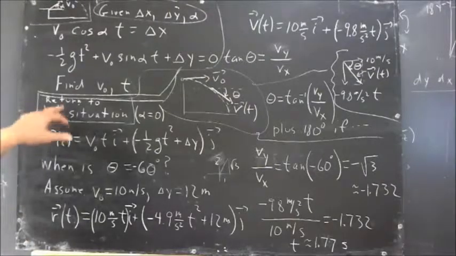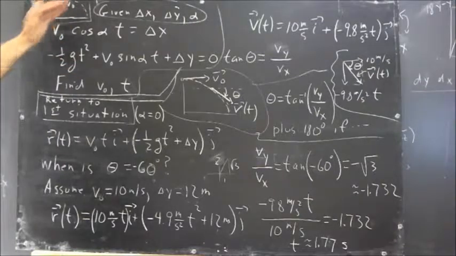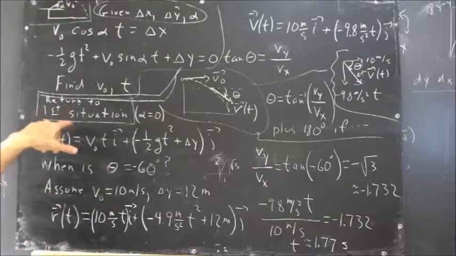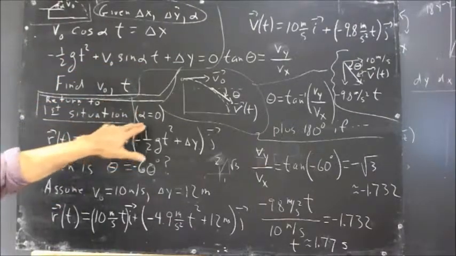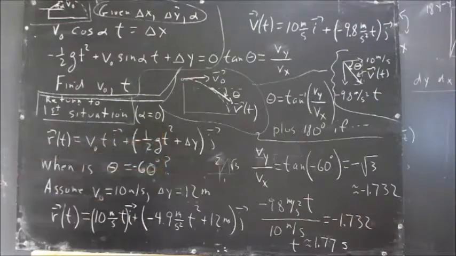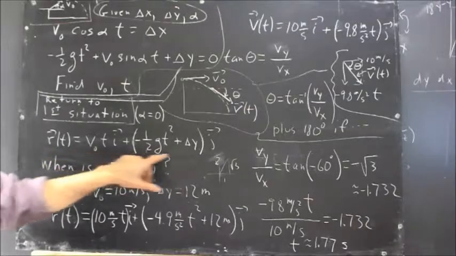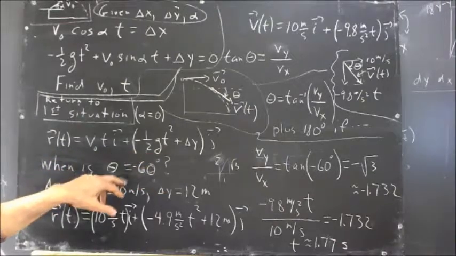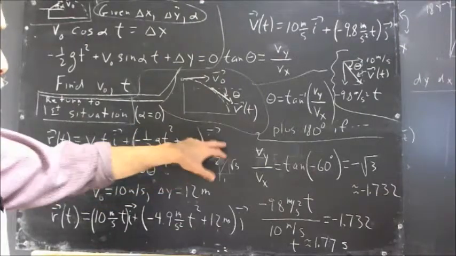Okay, now we've returned to the first situation. We're done with the situation where the projectile's at a non-zero angle alpha. In the first situation, the projectile was initially in the horizontal direction, which of course corresponds to the alpha equals 0 case. That case gives us the r of t function that we saw earlier: v naught t i plus negative 1/2 g t squared plus delta y times j.